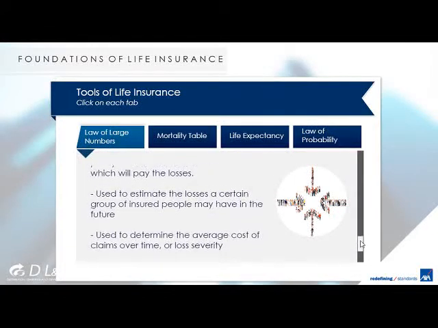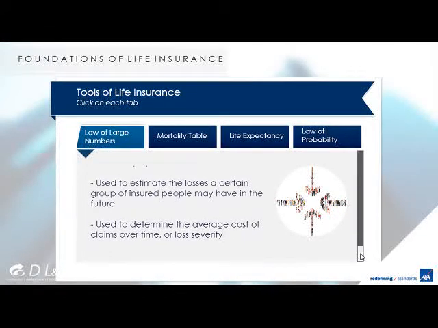This is also used to determine the average cost of claims over time, referred to as loss severity. Imagine if the average claim resulted in the company paying $1,000, then the actuary will predict that the total losses for the upcoming year will be $2,000, corresponding to 2 claims at $1,000 each.